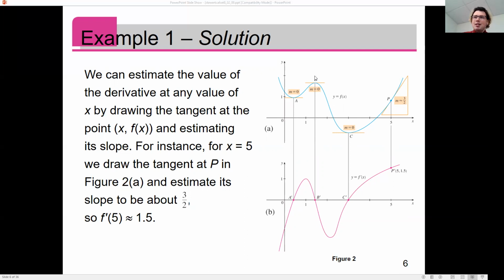That's the same reasoning at points B and C. Every time I have a slope of 0, every time the tangent line was horizontal, that will be a place where the derivative of the function has to be equal to 0. Those will all be places where the graph of the function touches the x-axis.